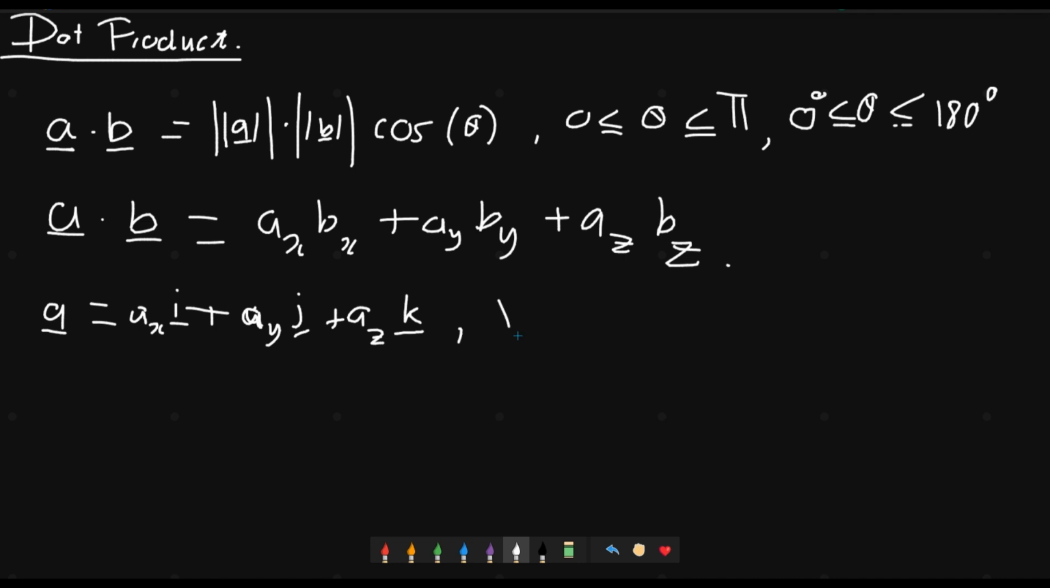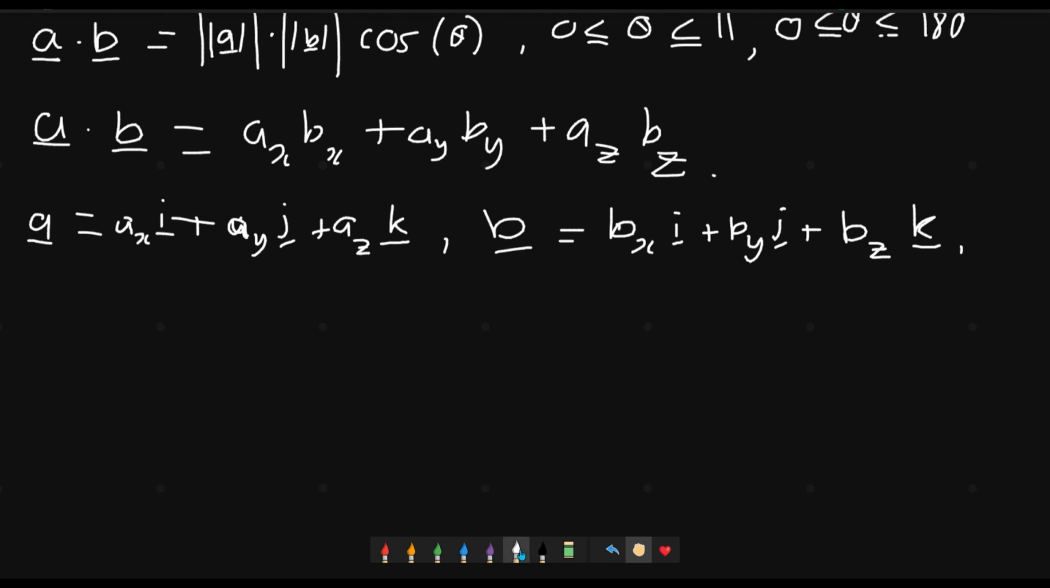Okay, and likewise for B, it's going to be B sub X times the unit vector I plus B sub Y times J plus B sub Z times K. And these A's here, all of these A's, likewise all of these B's, these are just coefficients multiplied by their corresponding unit vectors. And what are the unit vectors?